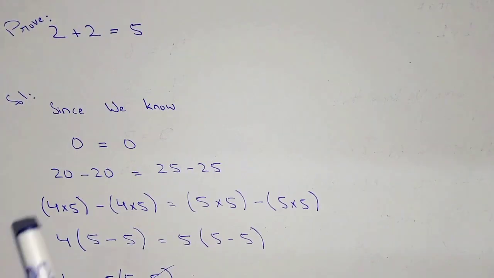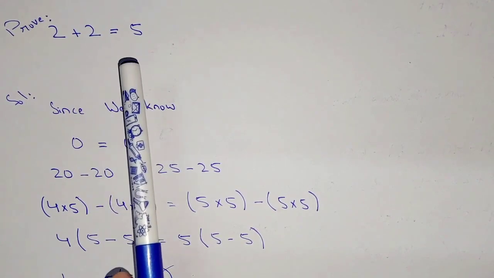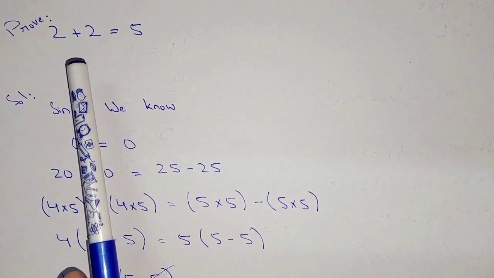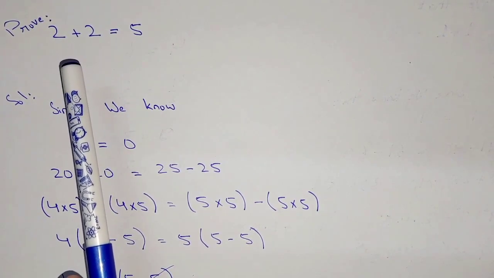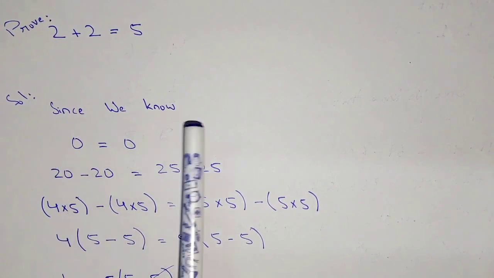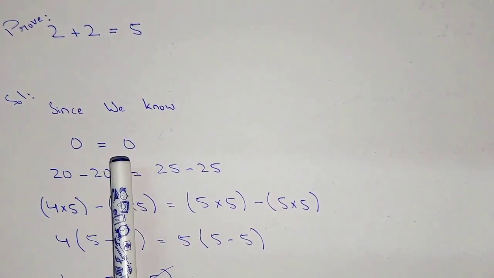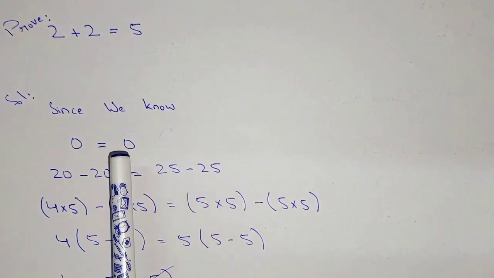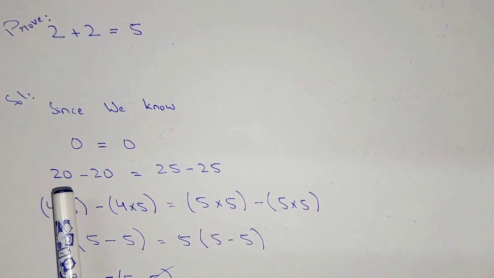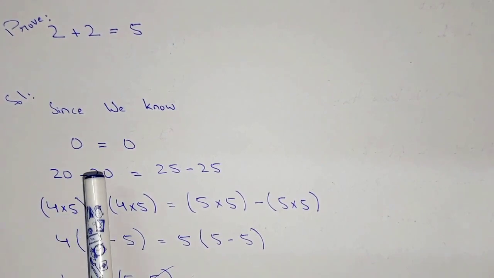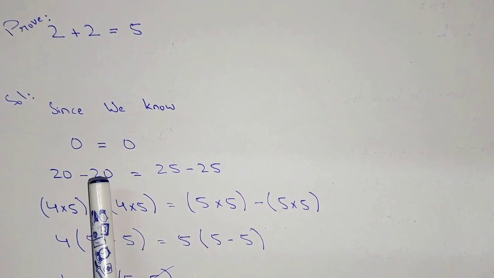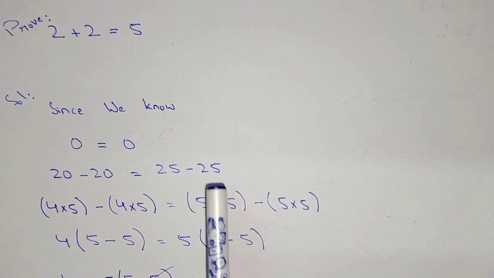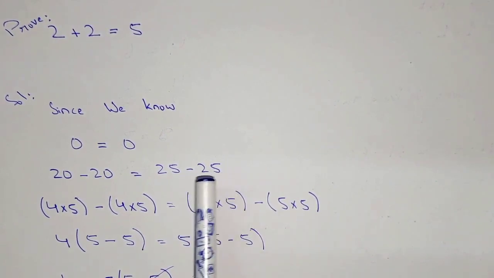Now here we have to prove that 2 plus 2 equal to 5. Since we know that 2 plus 2 cannot be equal to 5, it is equal to 4. But again, I am saying that we are just making fun of mathematics. So since we know that 0 is equal to 0, 20 minus 20 instead of 0, and 25 minus 25 instead of 0. So 20 can be written as 4 into 5 minus 4 into 5 instead of this 20, and 5 into 5 minus 5 into 5 instead of this 25.